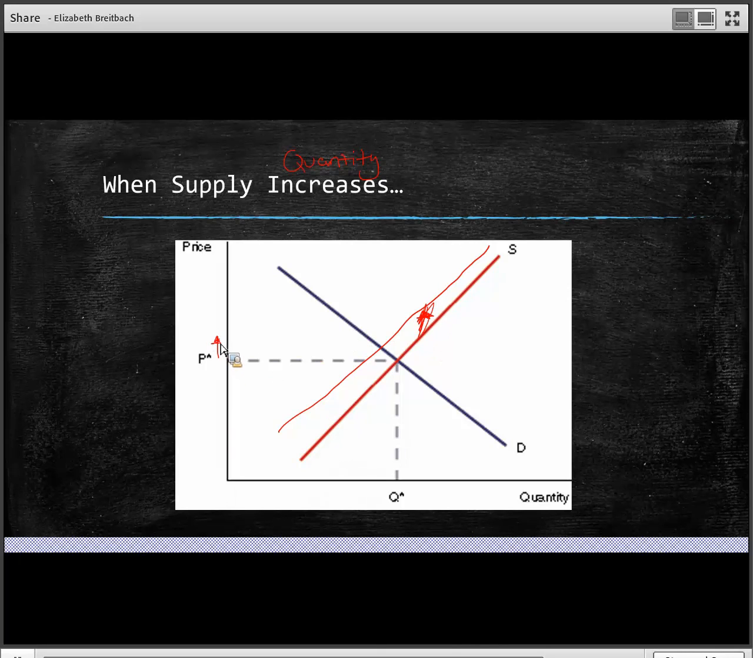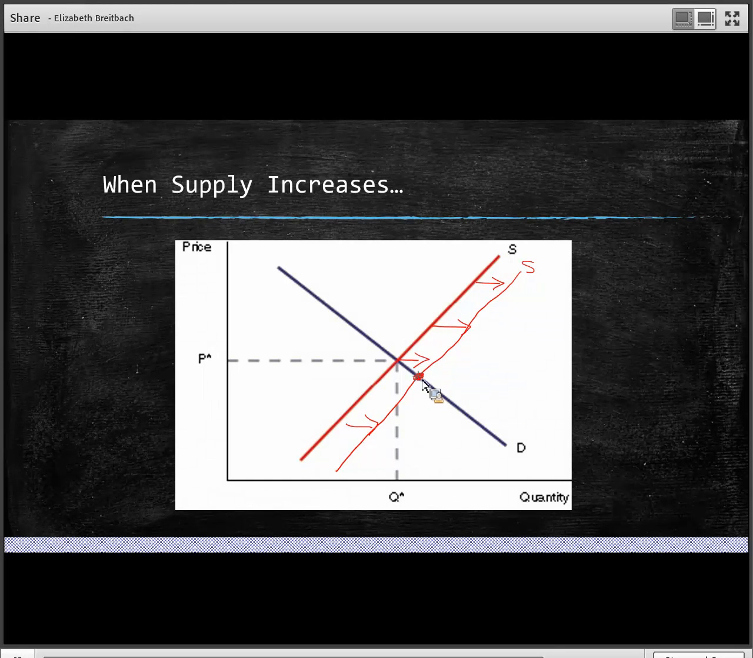When supply increases, what we want to happen is that the quantity supplied is increasing at all prices, at low prices, at high prices, at equilibrium. All price levels are increasing. We have this new supply curve that's to the right of our supply curve. And so we can look at our new equilibrium here.